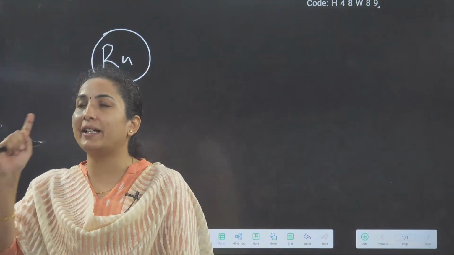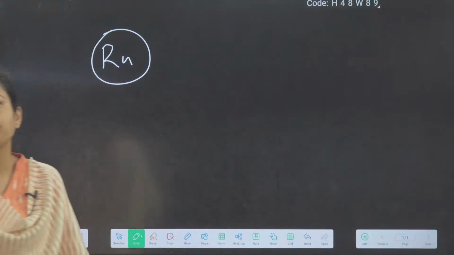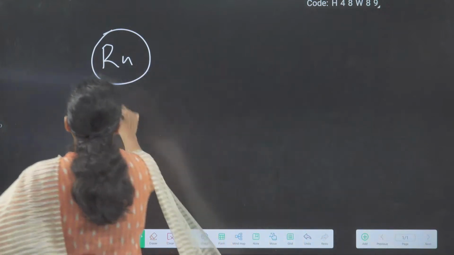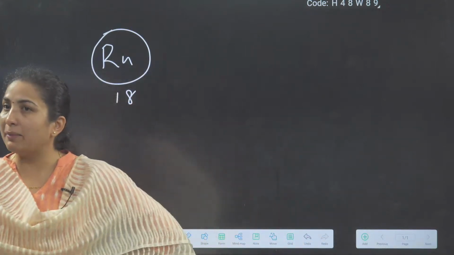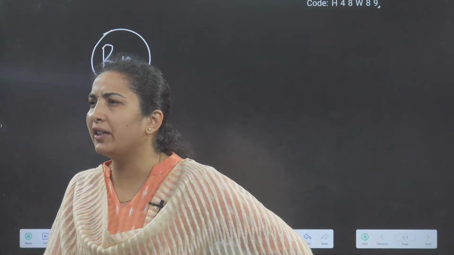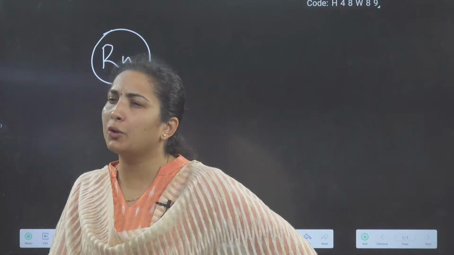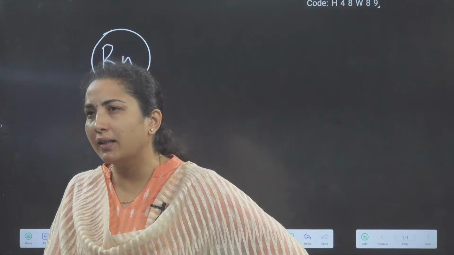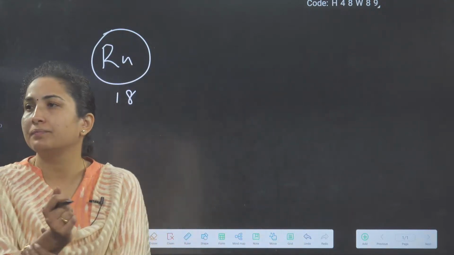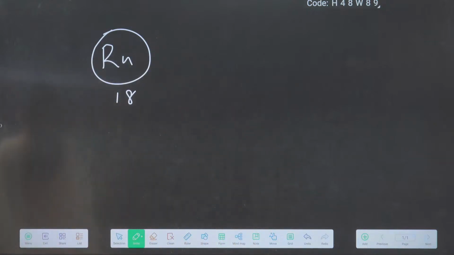Now tell me, this radon belongs to which particular group? 18. Very good. Now tell me, what is the special name given to this group of elements? No, Suryansh, it's not 17, beta. Krishna, we are going by the latest IUPAC, not 7A, 8A like that. Noble gases or inert gases.